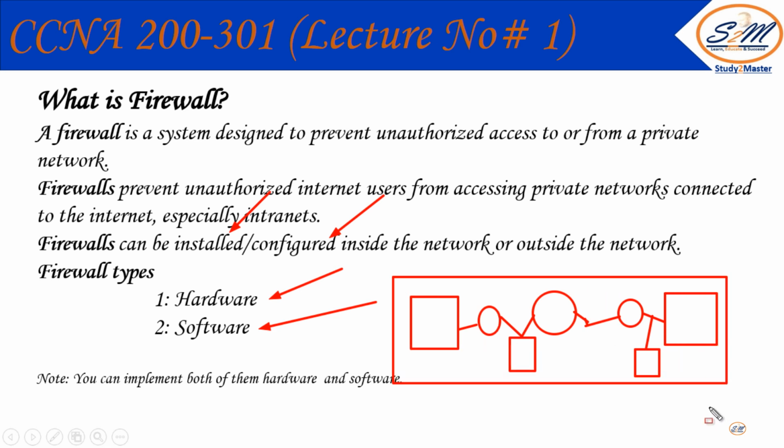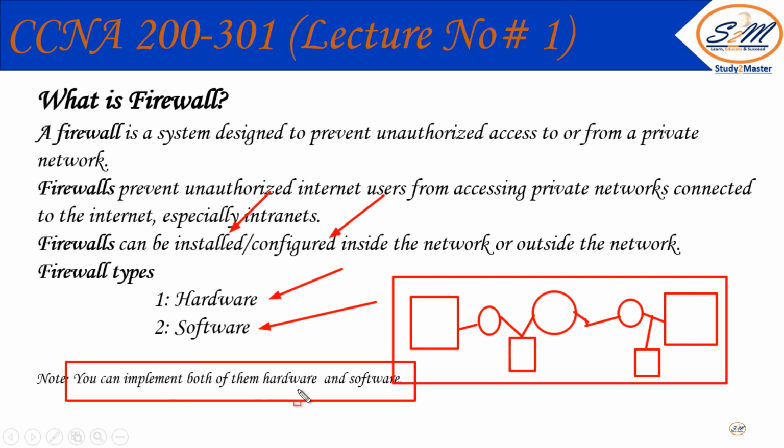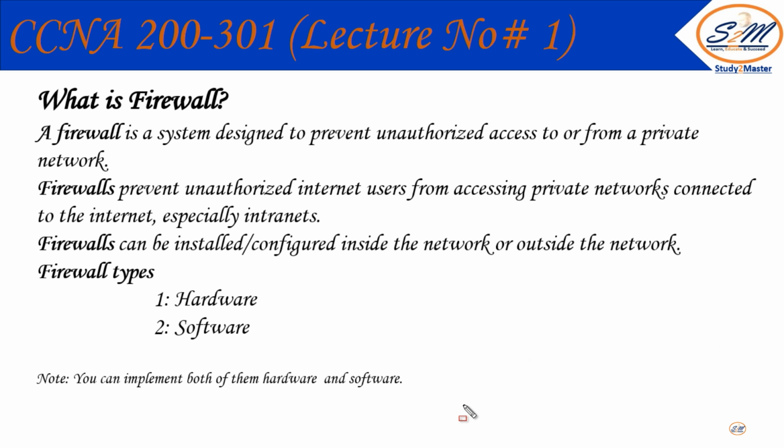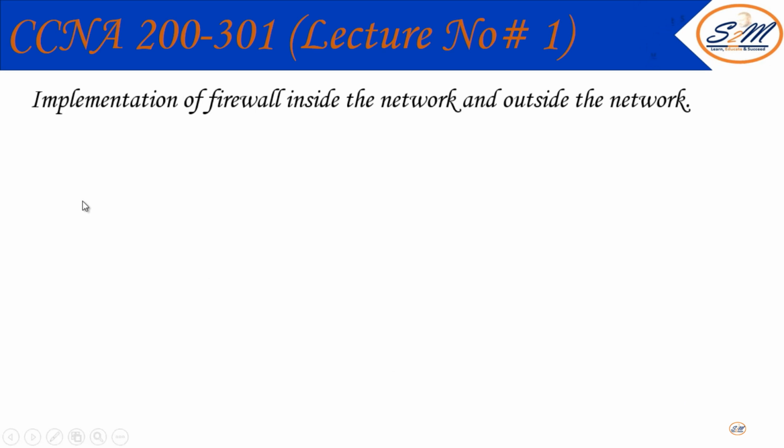As I told you, we can install and configure a firewall as software or as hardware, inside the network and outside the network. You can implement both of them, hardware and software, in the same network. So now let's see the example: implementation of a firewall inside the network and outside the network.